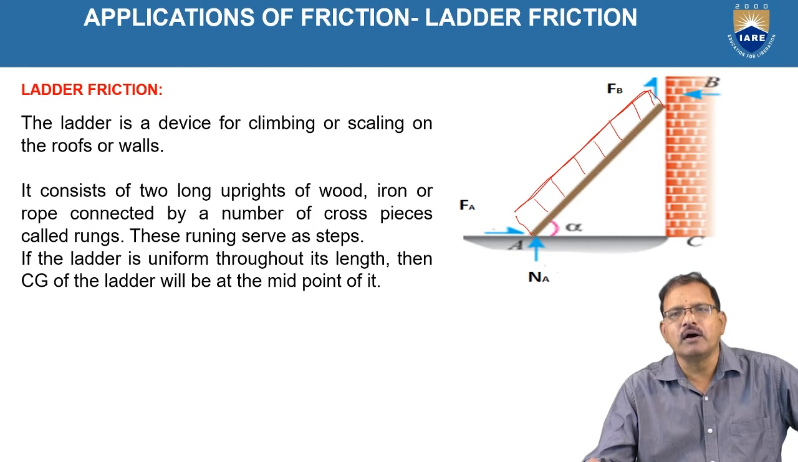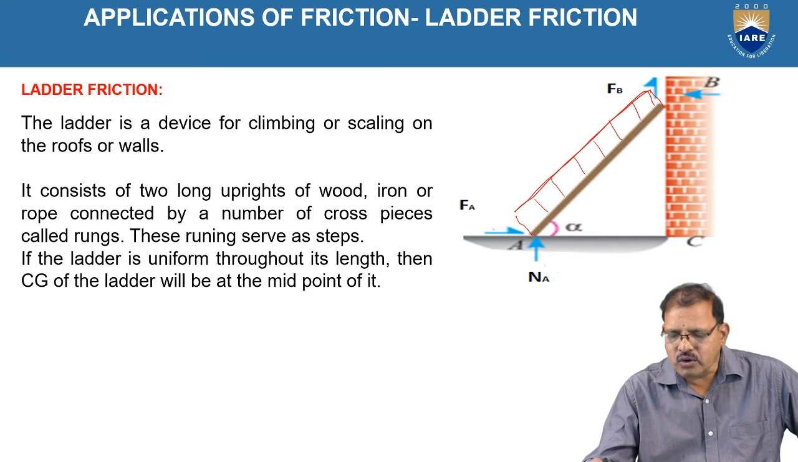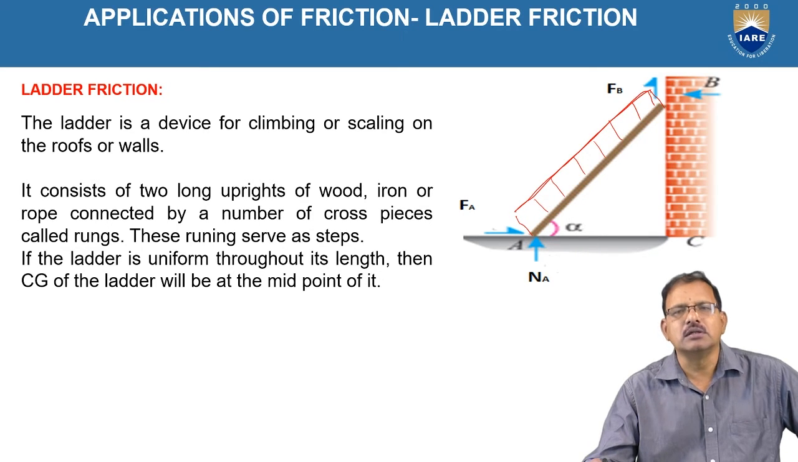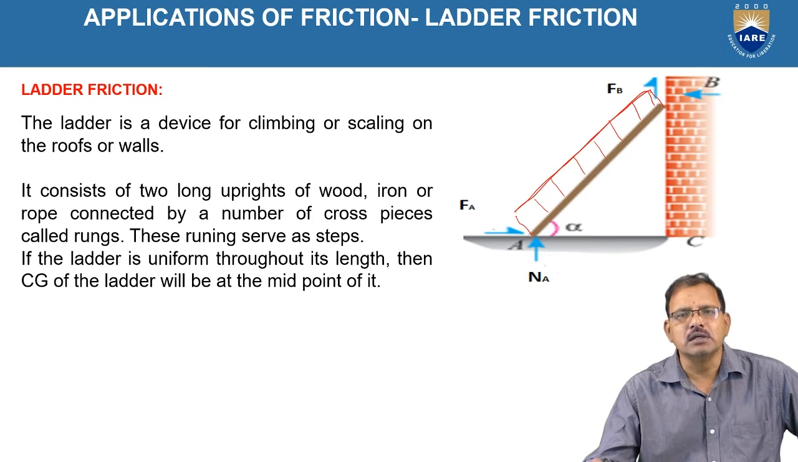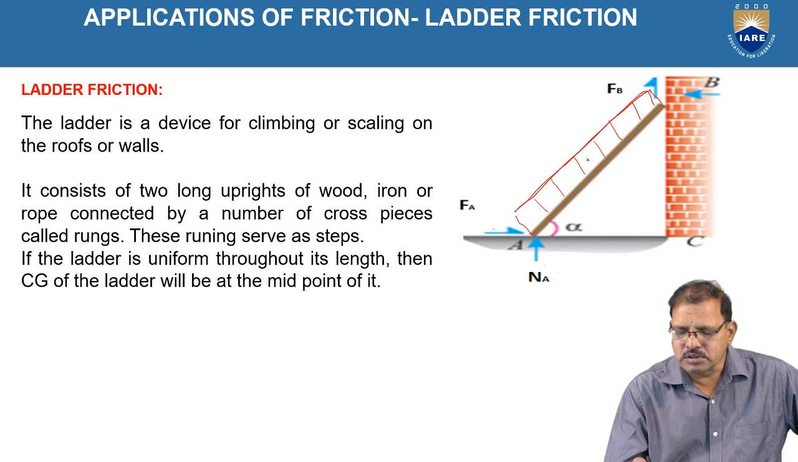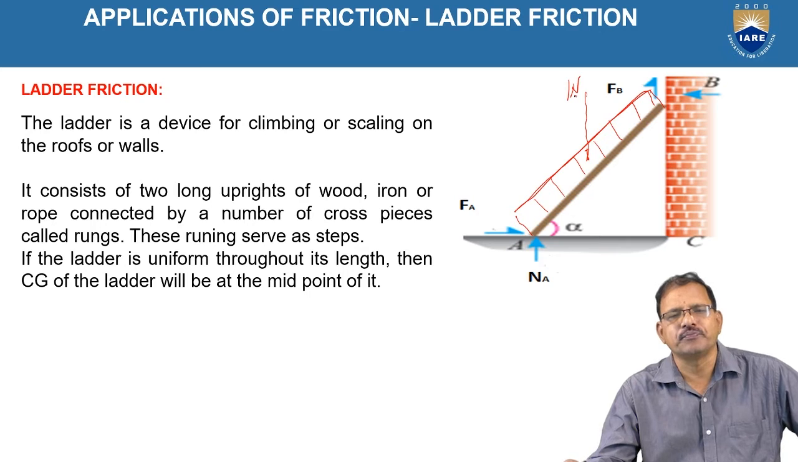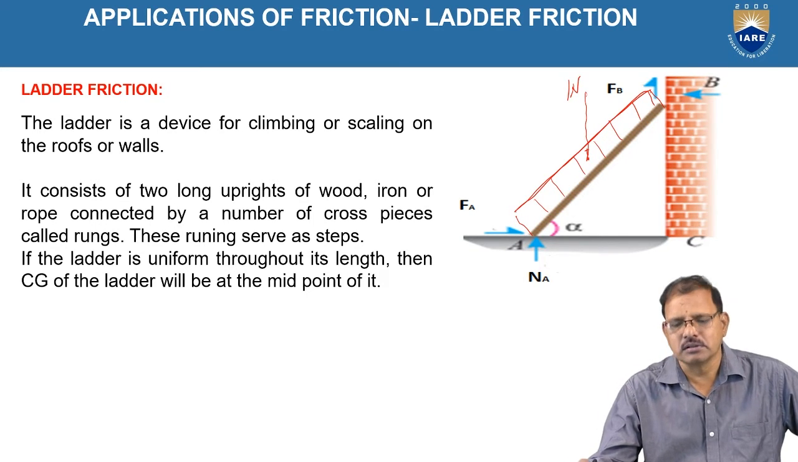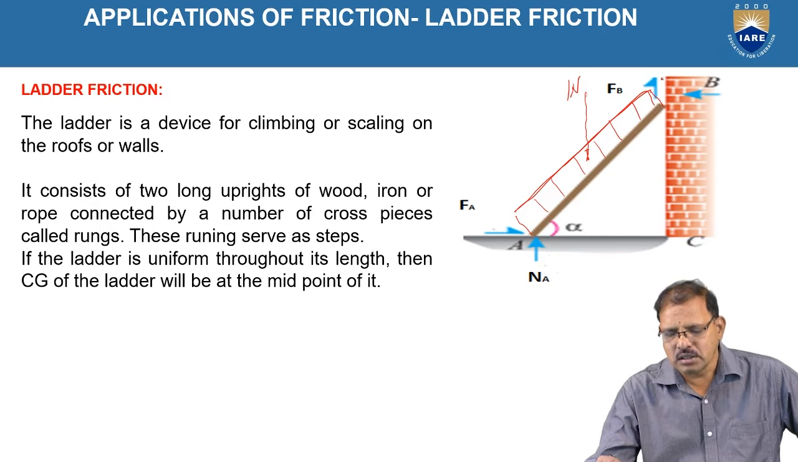If the ladder is uniform throughout its entire length, then the center of gravity of the ladder will be the midpoint of its length. Here, assume this is the midpoint, and the weight of the ladder acts vertically downward. When the person is climbing upward, at a certain point, assume it tends to slide downward.